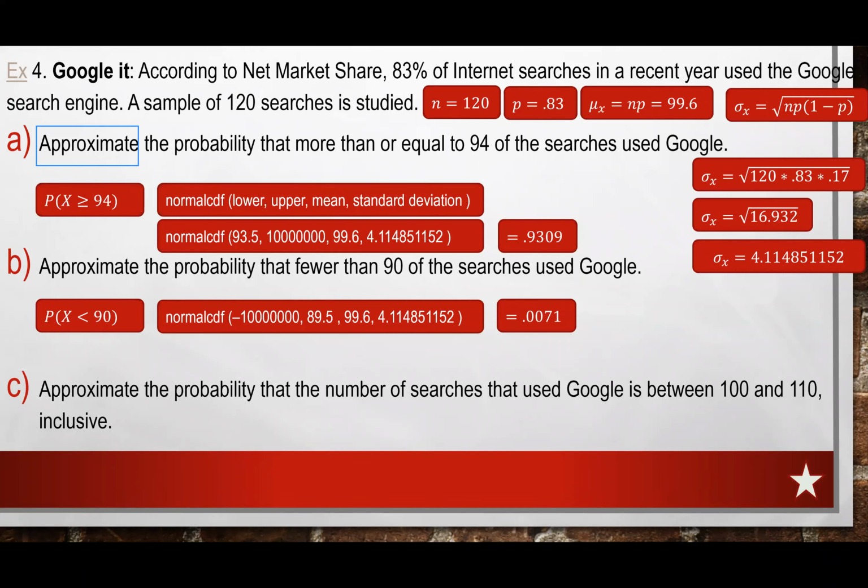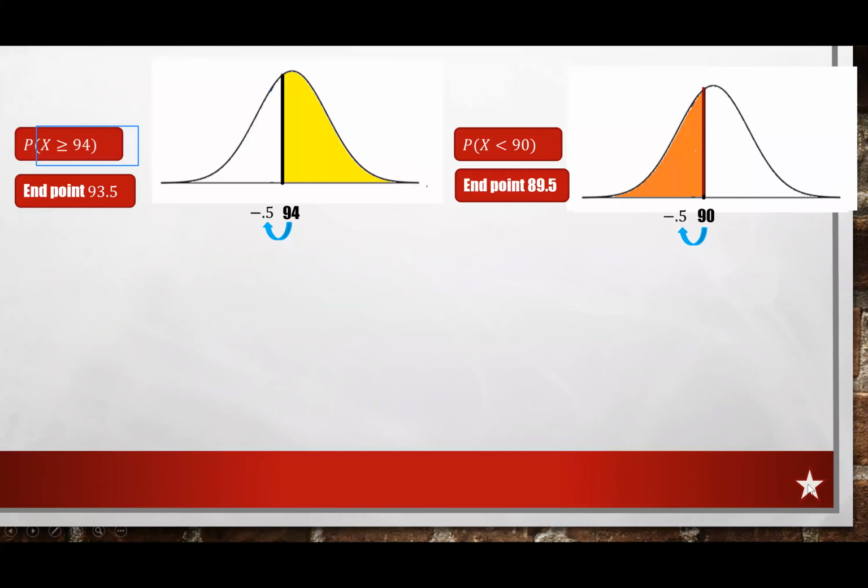And lastly, hopefully you guys see that this is redundant from yesterday. Lastly, approximate the probability that a number of such Google is between 100 and 110, but inclusive. Inclusive means we include the endpoints, so it is equal to 100 or bigger, and smaller than 110 or equal to 110. That includes 110 and 100. So the probability of X between 100 and 110 inclusive, meaning we include the endpoint.